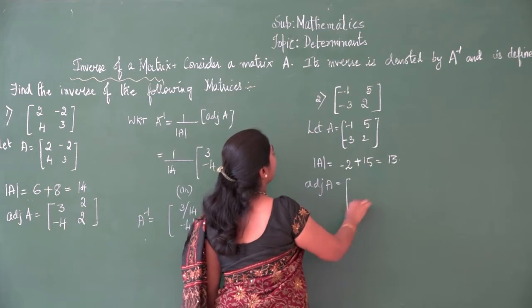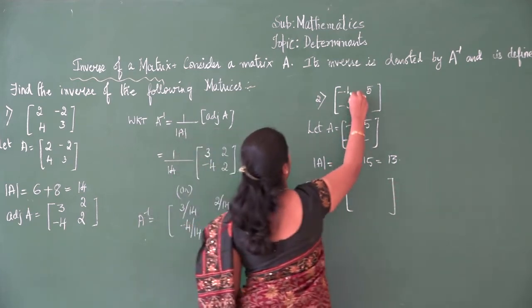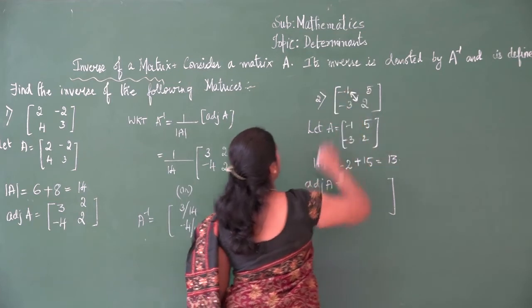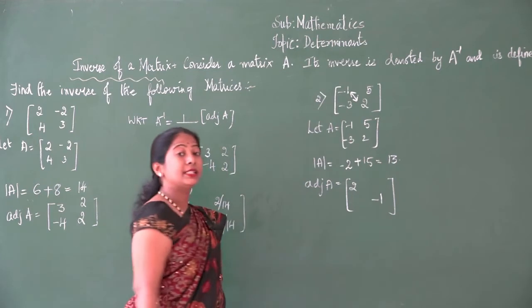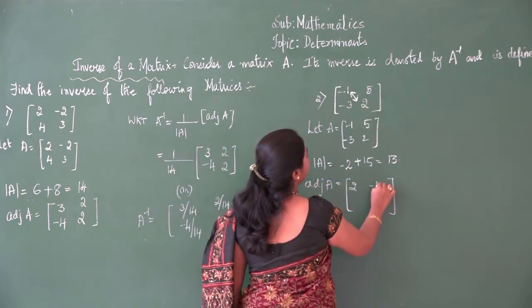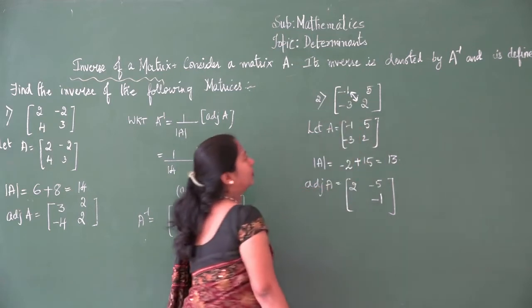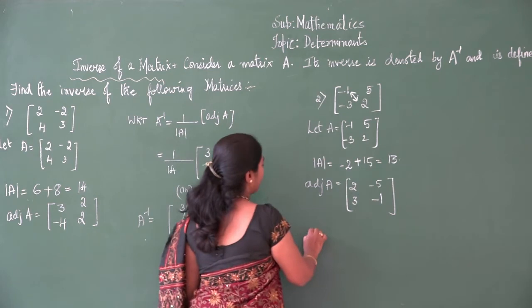Change the principal diagonal elements, change the sign of the other elements. These are principal diagonal elements. You are supposed to interchange. So this becomes 2, this becomes minus 1. Change the sign of the other elements. Here it is plus 5. So if you change the sign, it becomes minus 5. Here we have minus 3. Changing the sign, it becomes plus 3. What is A inverse given by?